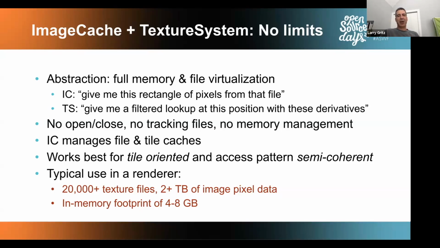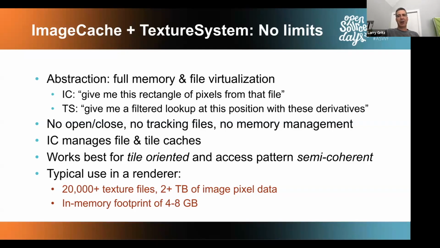So no opening and closing files, no keeping track of the number of open file handles, how much memory anything takes. And it works super well, particularly if the set of files that you're dealing with are tile oriented and not completely incoherent. Like if you literally are picking one random pixel from a huge set and you're bouncing around, that's not a great access pattern. But in the kinds of access patterns that you would usually see in a renderer, access and texture, this is really good.